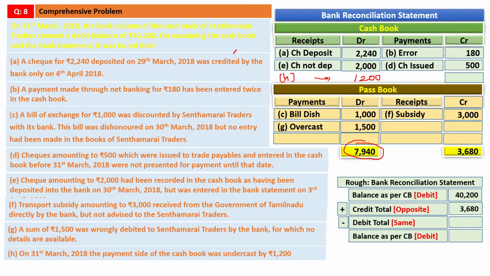That should be now subtracted. From 40,200, 3,680 should be added, and 7,940 should be subtracted. So ultimately you will be getting a positive value only. So the balance as per cash book ends with the balance as per passbook, which is credit only. It's not debit, it's credit only. Is that okay? Clear? 8th question, a comprehensive one.